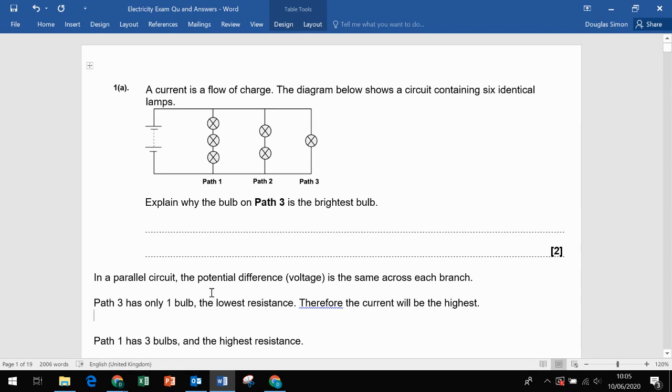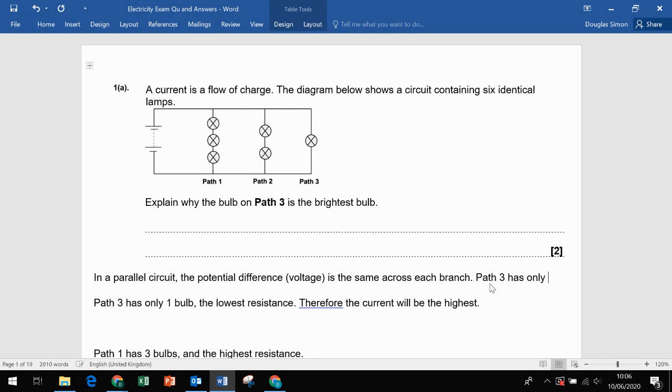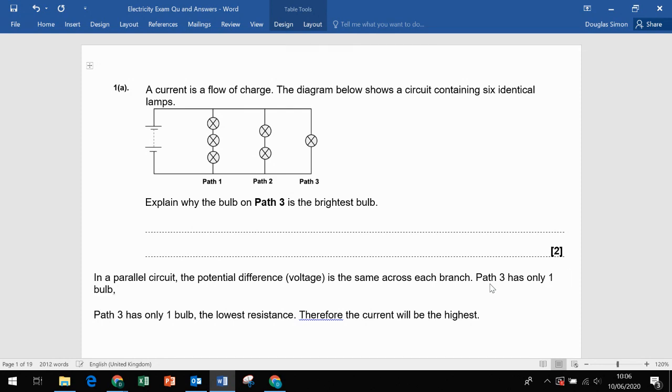One more thing which is probably relevant. I mean, it's only 2 marks, but I'll explain everything I would think about. The potential difference is going to be shared across 3 bulbs here. So imagine this was 6 volts. The first one gets 2, the second one gets 2, etc. Path 2, imagine it was 6 volts. This gets 3, this gets 3. Path 3 gets the entire potential difference. So path 3 has only 1 bulb, so it gets the full potential difference.